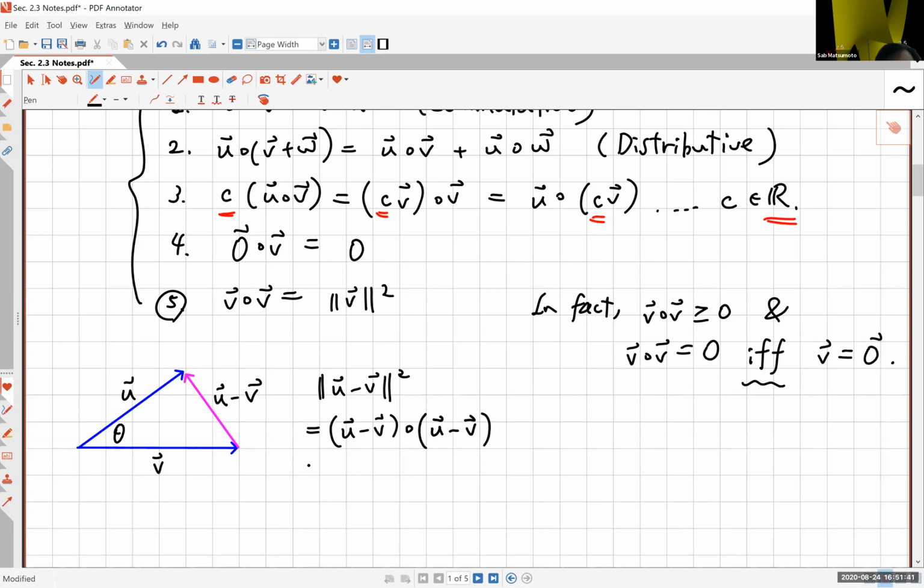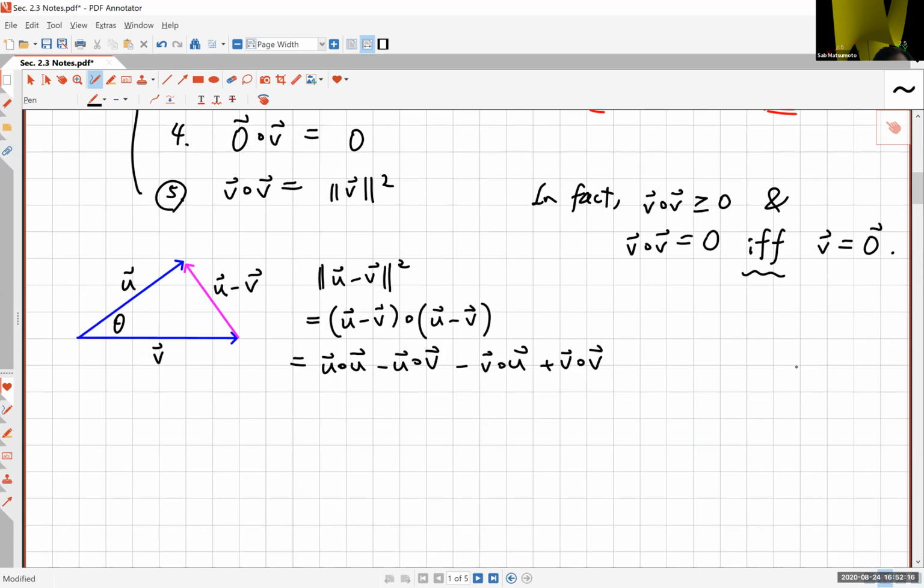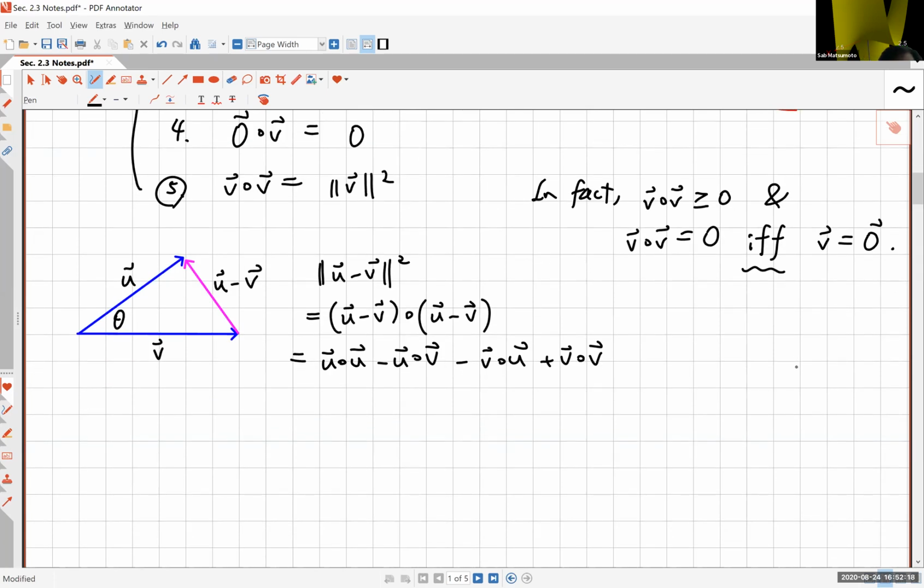Okay, and then we have the distributive property. All right, and if you repeatedly use the distributive property on this, you can actually do the FOIL just like you do in your algebra class. So this turns out to be u dot u minus u dot v minus v dot u, and then minus negative, so it's going to be plus v dot v. Now notice here, I don't write v squared because there is no way to square a vector. Okay, so this is different. It's v dot v.